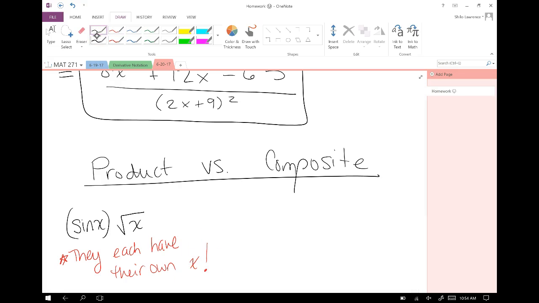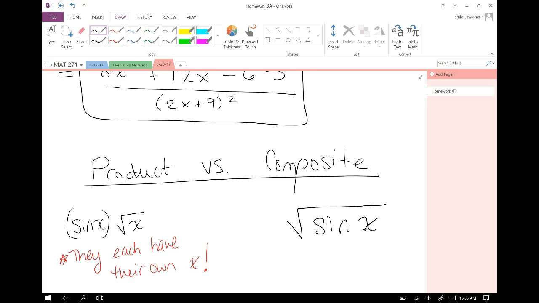If it's a composite, they won't each have their own x. Only the inside function has an x. And then the outside function is just, all you see is the operation applied to the inside function. So we'll see the x on the sine, and then we'll just see the square root symbol. The square root symbol won't have its own x. So for a composite, we would see the square root symbol, but sine x is inside of it. Okay? So the square root doesn't have its own x.